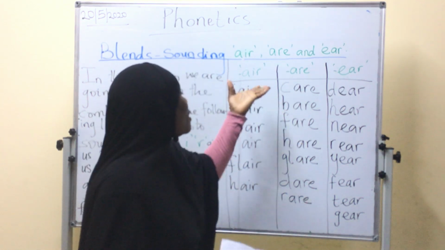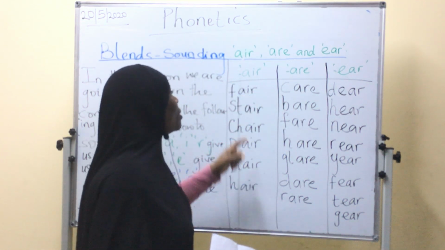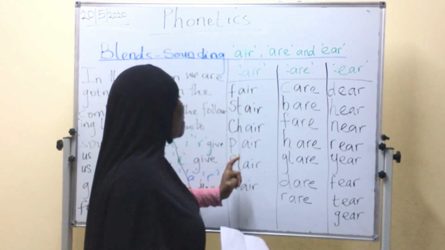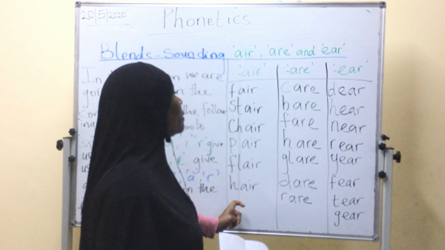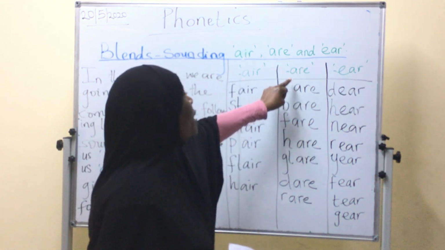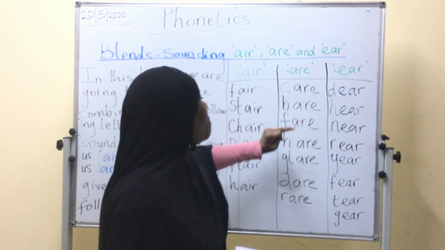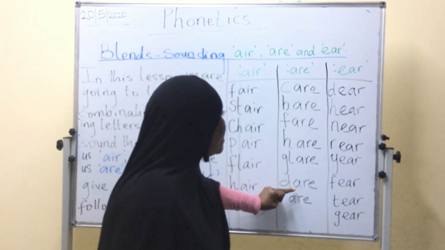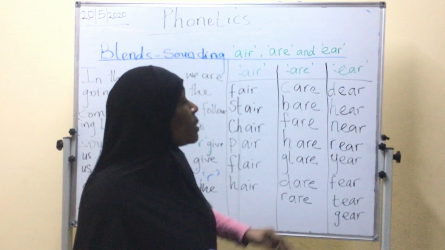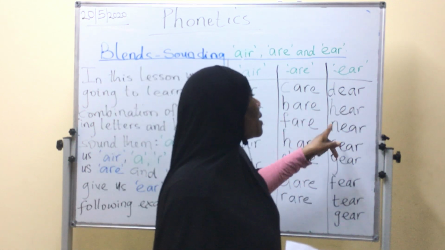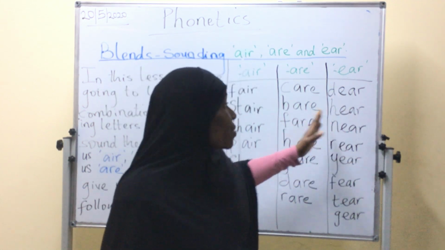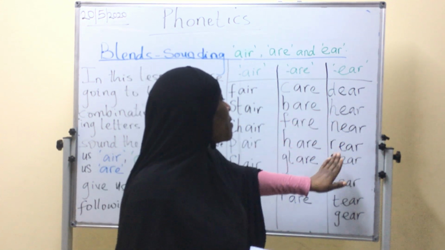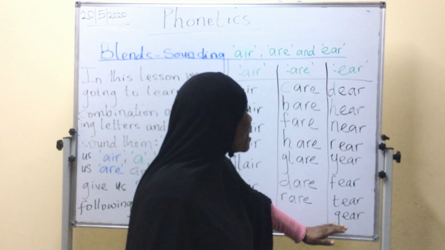Now let's take a look at the examples on the board. We have fair, we have stare, we have chair, pear, flare, and hair. Then the next one we have care, we have bear, we have glare, there, and rare. Then now the last part, like I told you, the sound is slightly different from these two. We have dear, we have here, near, rear, year, fear, tear, and gear.